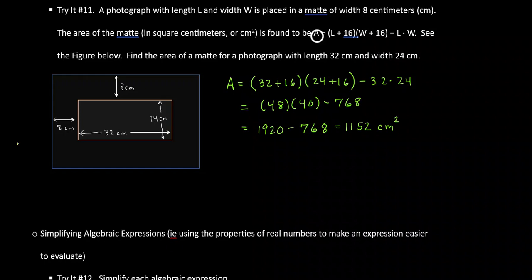And you can kind of think through why this formula is correct, but it's basically taking the length, it's basically getting the area of this entire object and then subtracting out the middle area, and what's left will be the area around here, the mat.